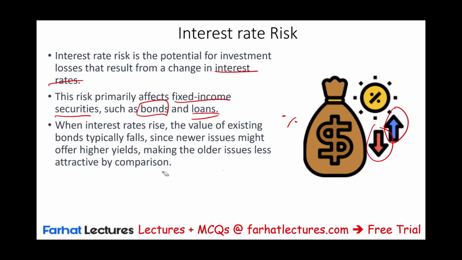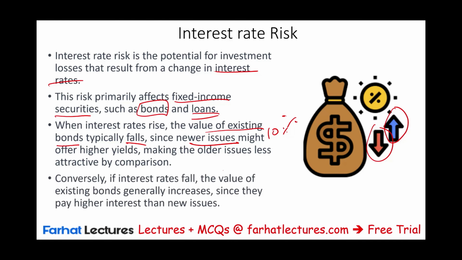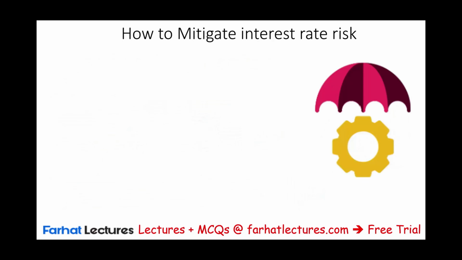So when interest rates rise, the value of bonds typically falls, since newer issues, which is the 10%, might offer higher yield, making the older one less attractive by comparison. And of course, conversely, the opposite is true. The value of existing bonds increases if the overall interest rate goes down. So if the interest rate goes down to 6% and you have a bond paying 8%, your bond value will go up. Now, how to mitigate interest rate risk?